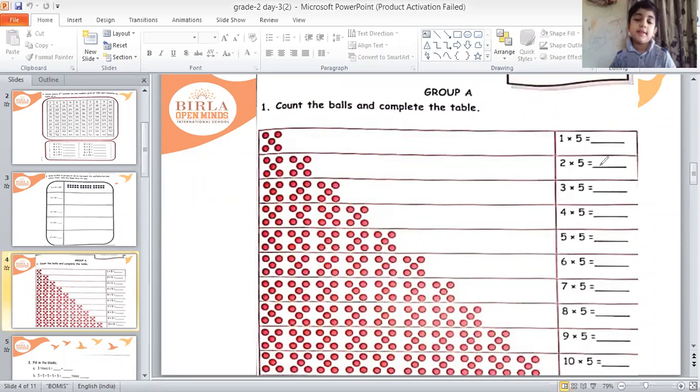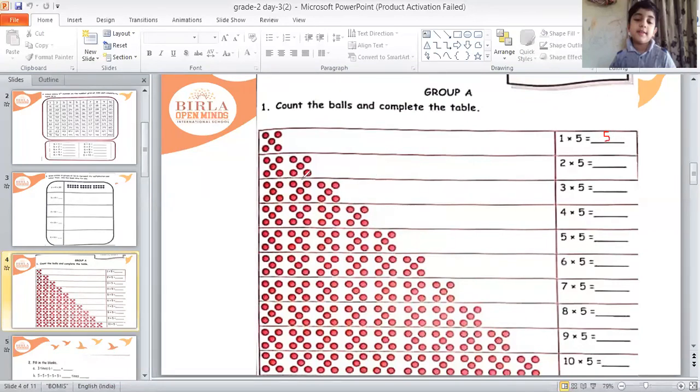But we'll not write the 5 table directly. We'll count the balls and then complete the table, right? So if we talk about the first one, how many balls are there? 1, 2, 3, 4, 5. 5 balls are there. So we will write here, 1 five is 5, in the first space.